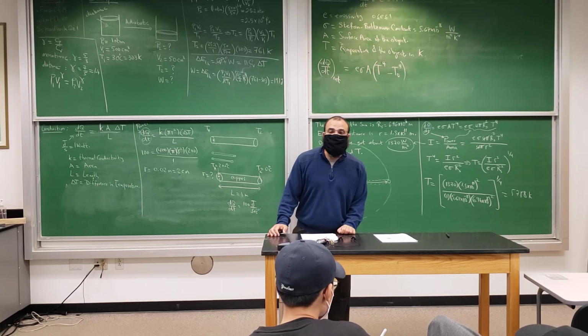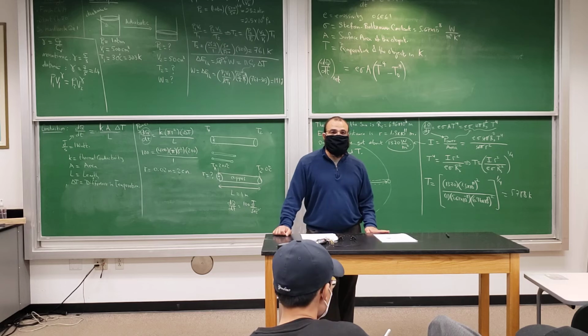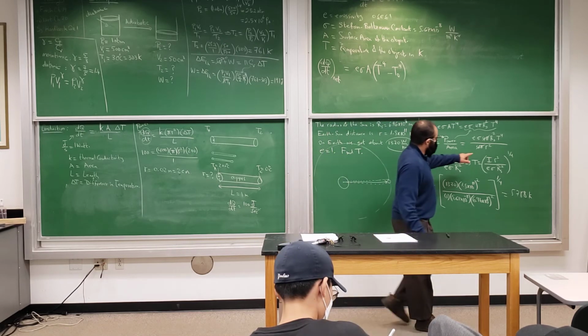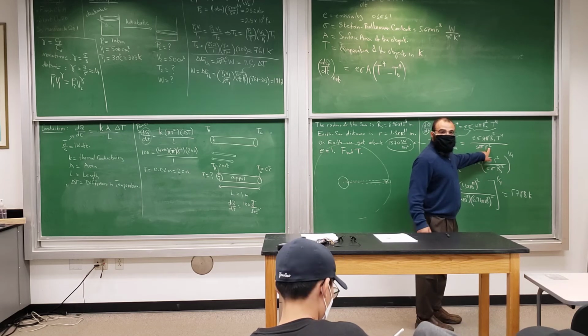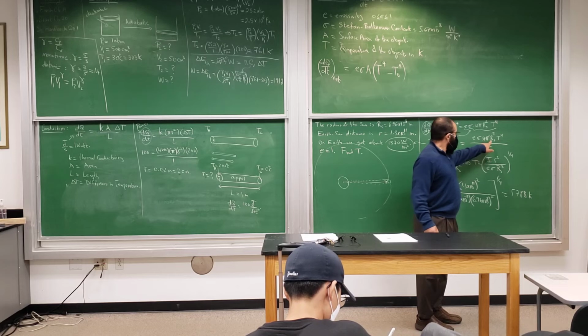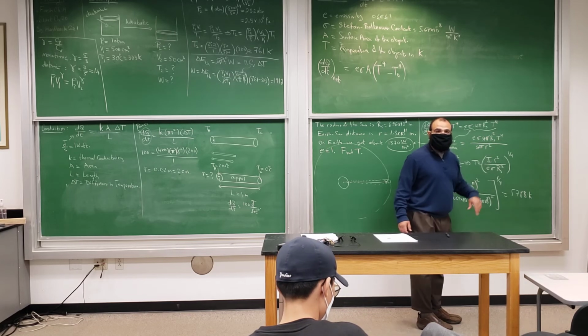In the equation, capital R is the radius of the Earth, and little r? Little r is the distance from Earth to Sun, and R is the radius of the Sun. That's the radius of the Sun, yes.